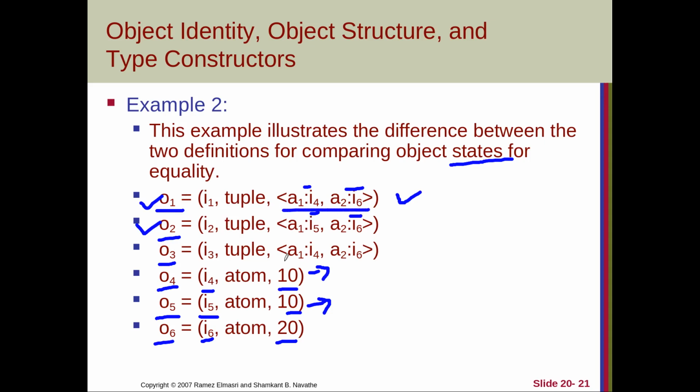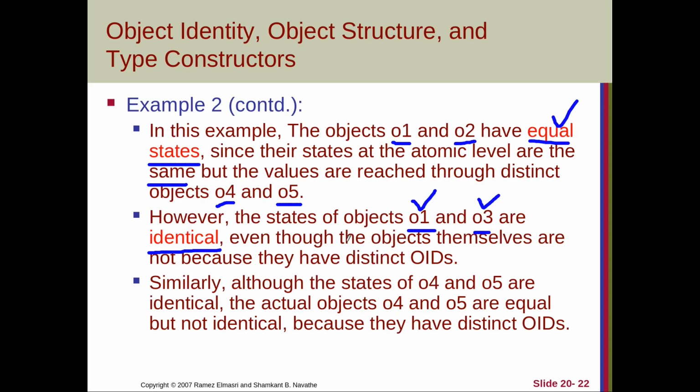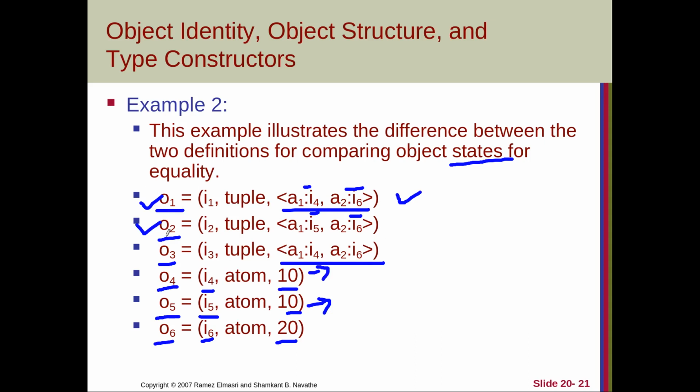So the two objects are identical because they are following the same tuple structure. That is a simple definition. Even though the states are identical, the objects themselves are not the same because they are using different IDs. So we can say O1 and O3 are identical, but we cannot say that O1 and O3 are the same because they have two different IDs. Objects are different, but their states are identical. O1 and O2 have equal states.